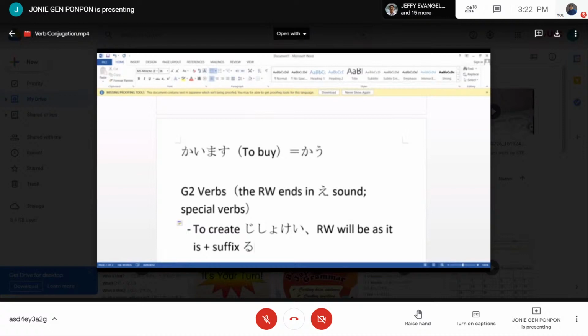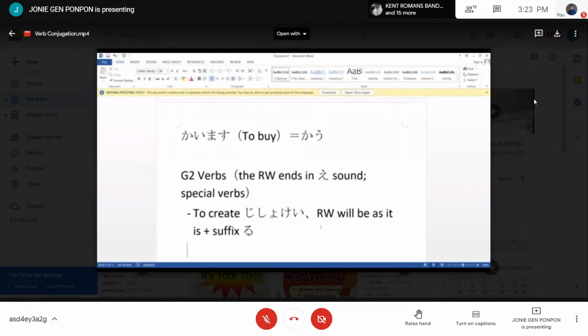Okay, so for group 2 verbs, these are verbs that the root word ends in e sound. Okay? And then plus the special verbs. Now, to create the jisho form of these verbs, the root word will be as it is. Okay? So you should not convert the last syllable to the u sound. Okay? So namamana na lang. Okay? As is lang yung root word niya. And then just add the suffix ru. Okay? So let's have an example.